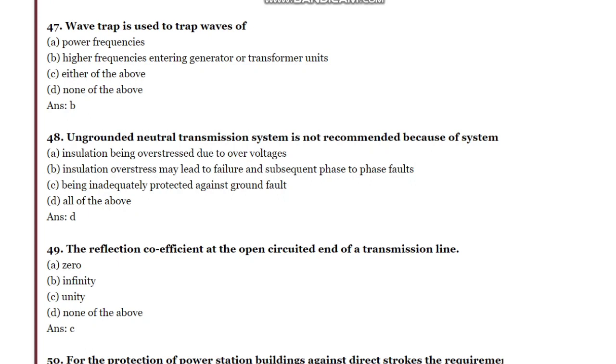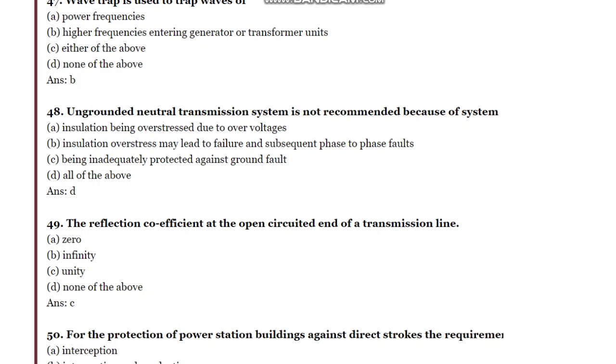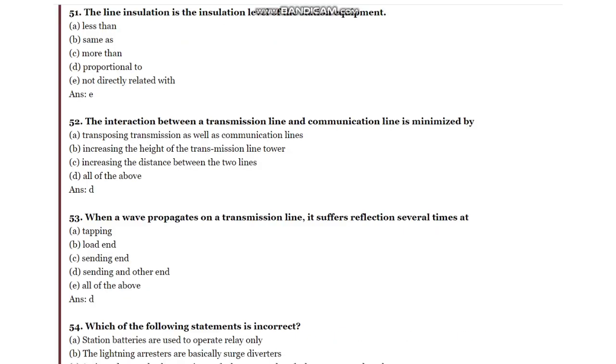Question number 49: the reflection coefficient at the open circuited end of transmission line is unity. Question number 50: for the protection of power station building against direct strokes, the requirements are interception, conduction and dissipation. Question number 51: the line insulation is the insulation level of station equipment. E, that is not directly related with.